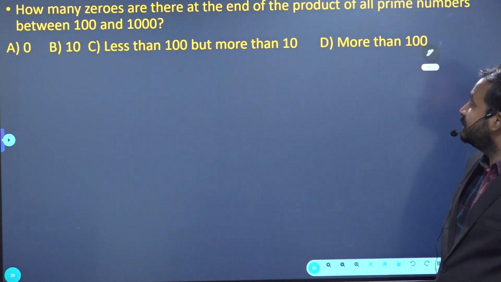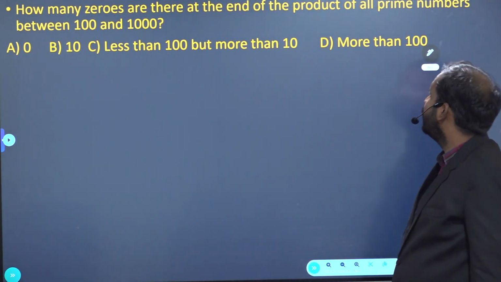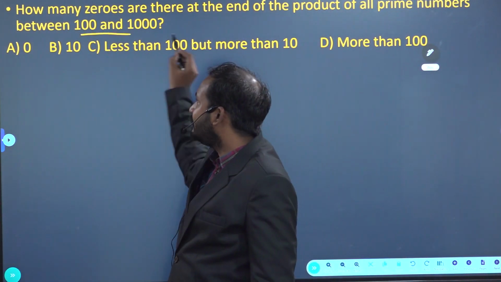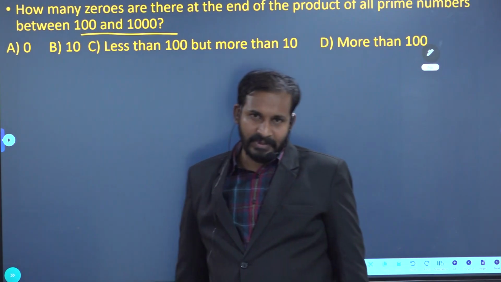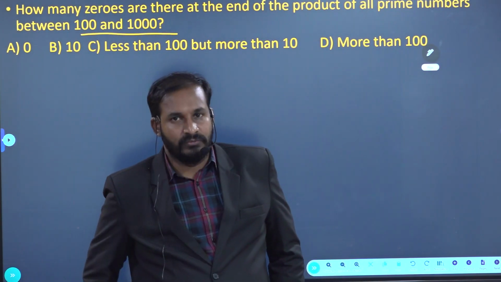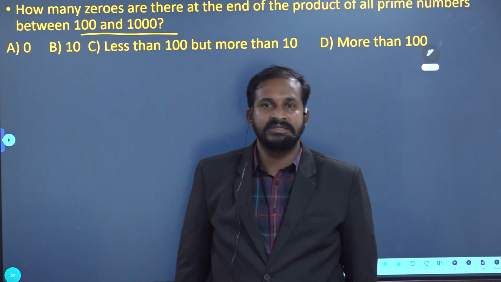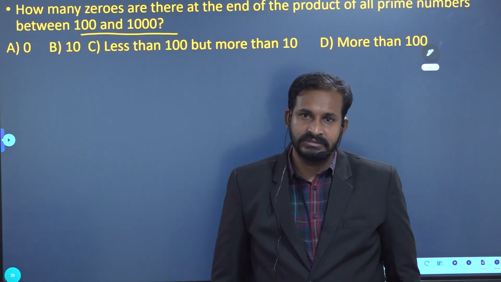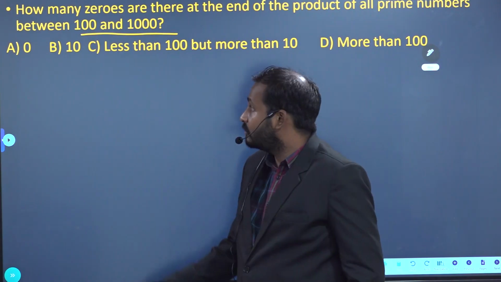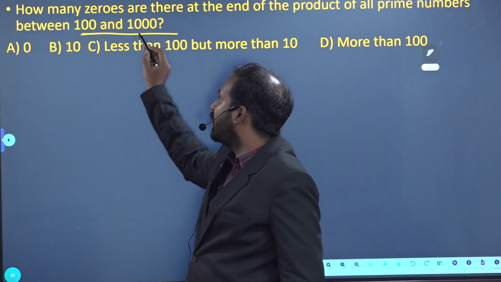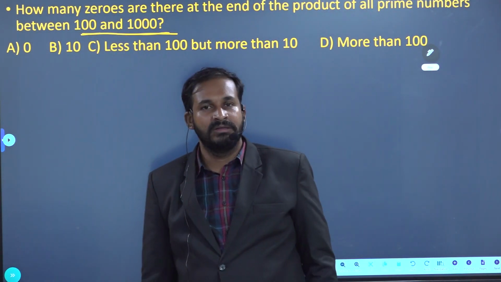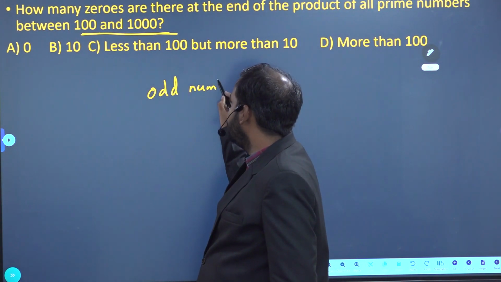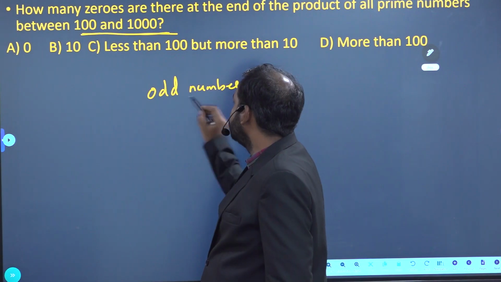Next one. How many zeros are there at the end of the product of all prime numbers between 100 and 1000? See, all the prime numbers except 2 are what? Odd numbers. So all the prime numbers between 100 and 1000 will become odd numbers, and they will not be divisible by 5 or 2.